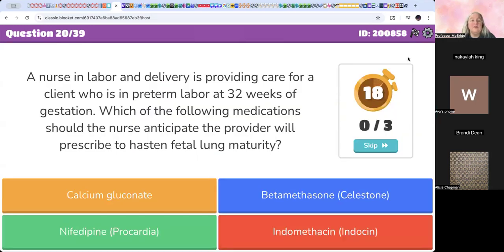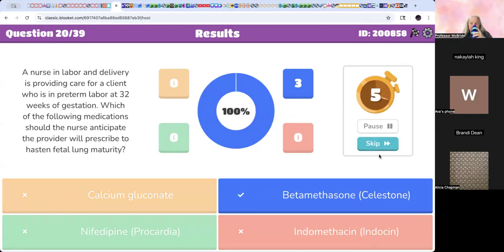A nurse in labor and delivery is providing care for a client who's in preterm labor at 32 weeks. Which of the following medications should the nurse anticipate the provider will prescribe to hasten fetal lung maturity? Good. What about these other medicines? What does calcium gluconate do? The antidote for magnesium toxicity. Good. What about nifedipine? Oral hypertension medication.